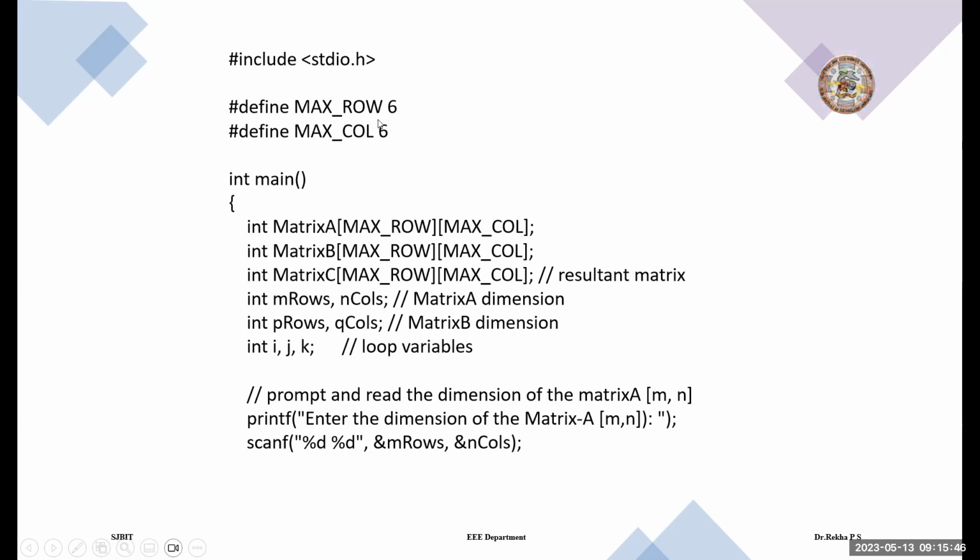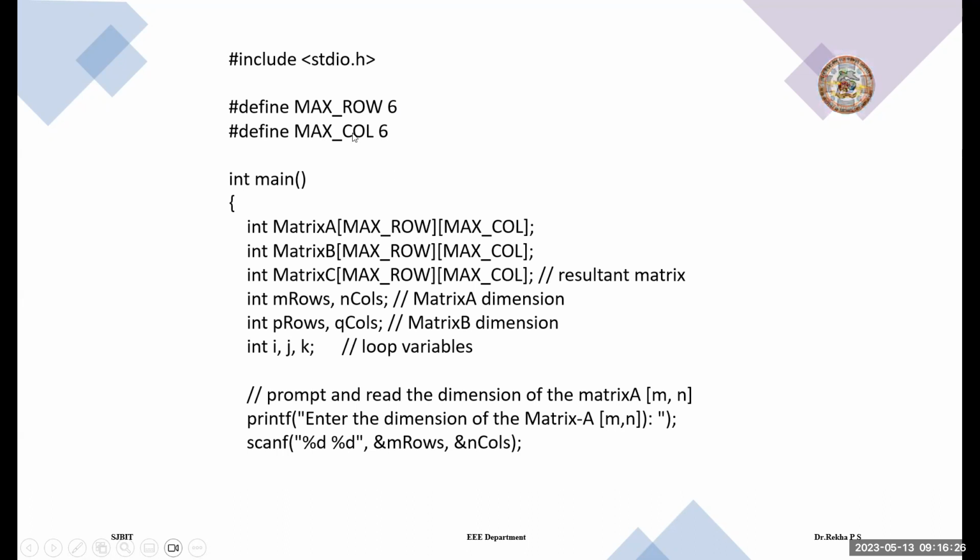First, we have to define, using preprocessor directives, the rows and columns. MAXROW is a preprocessor text. Wherever this text is present, it is replaced by the value 6 in that place. So MAXROW is a text and MAXCOL is also a text. The text is followed by some number, and that number will be copied to the text wherever this text is present.